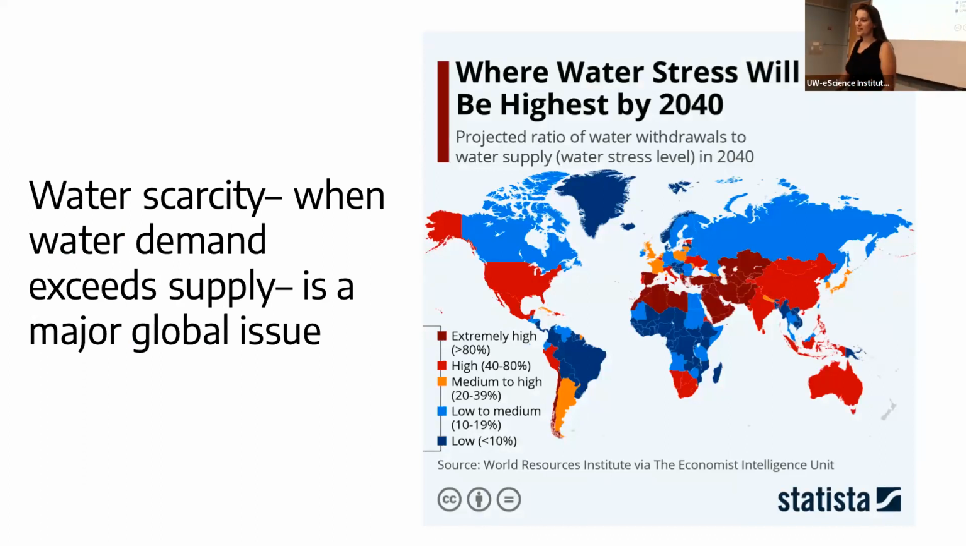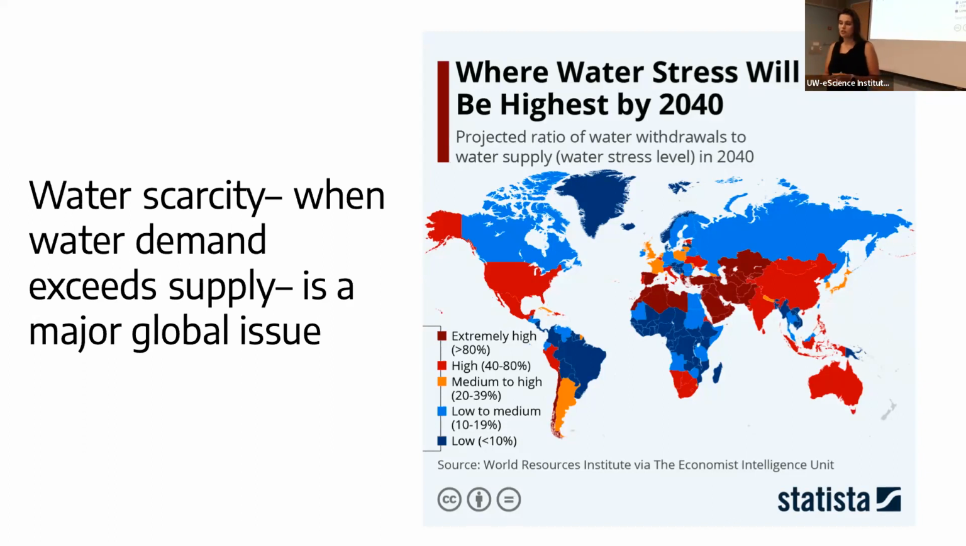Okay, so I want to now turn to discuss water scarcity, which is when demand for fresh water exceeds the supply of fresh water. More specifically, it refers to the situation where there's an insufficient amount of clean and safe water available to meet the needs of a specific region's population. As you can see from the map on the right, water scarcity is a global problem with many countries projected to have high or extremely high water stress levels in 2040.